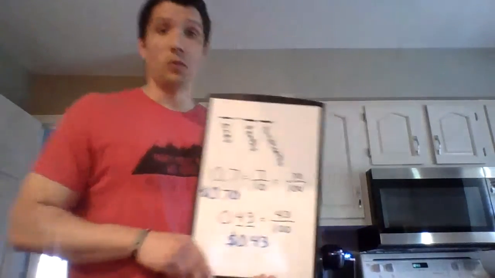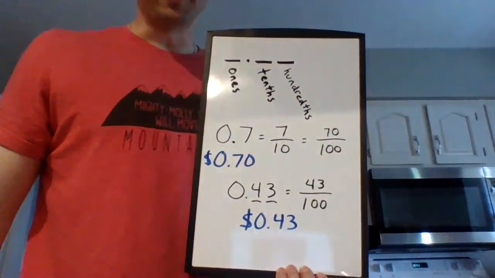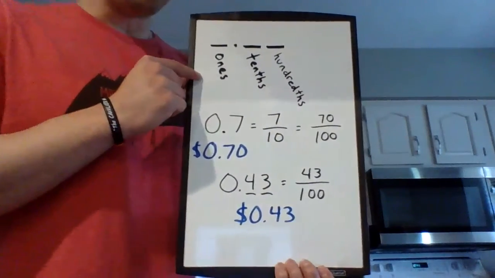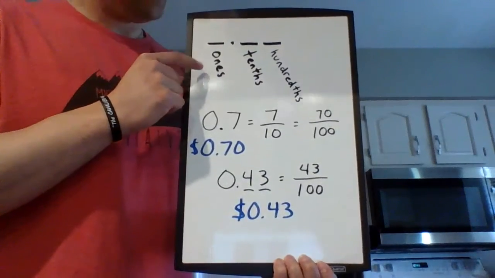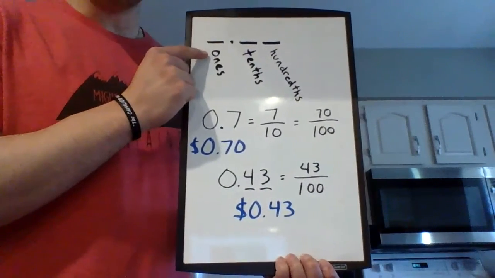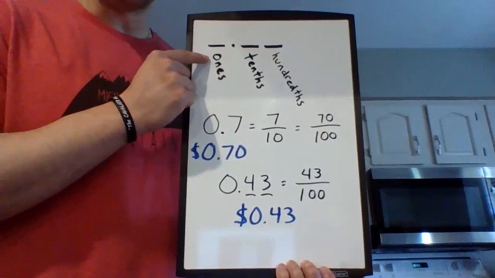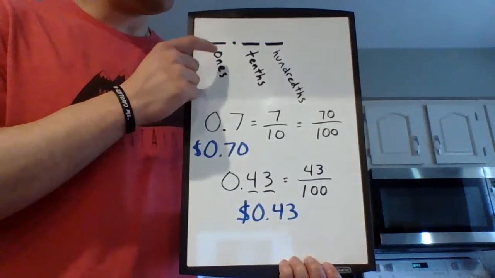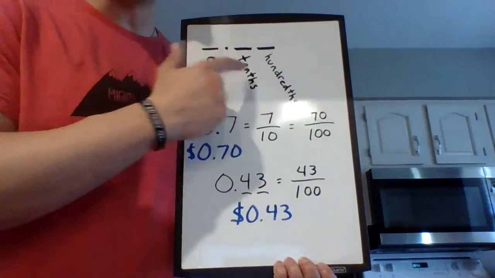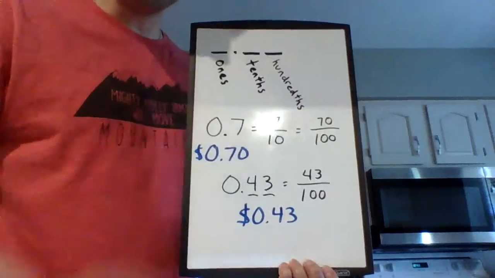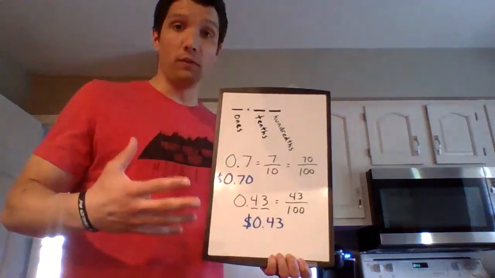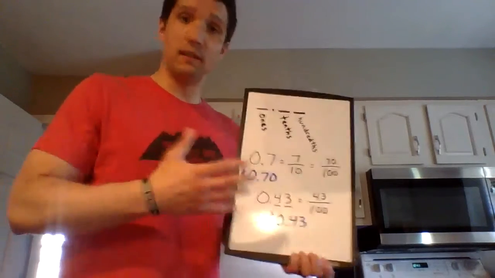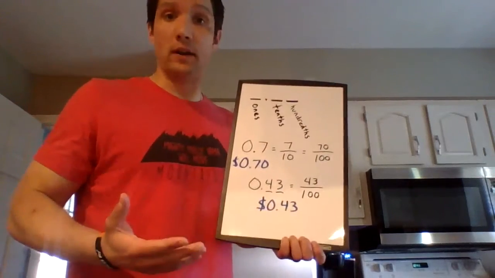What I have right here is a couple of examples for you. At the top, I wrote out the place values for working with decimals. On the left side of the decimal, we've got our ones place, and we know that ones are wholes. Everything to the right of the decimal is part of a whole, smaller than one, just like fractions. We're going to relate decimals and fractions back and forth because they're very compatible.